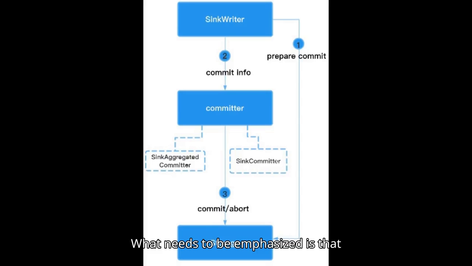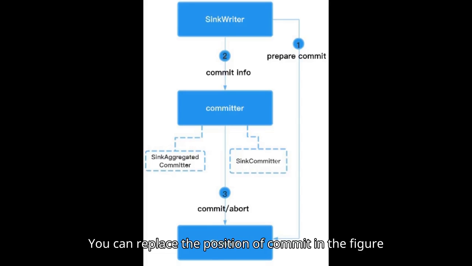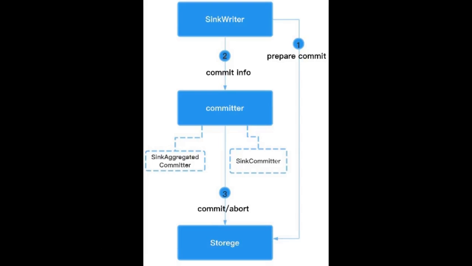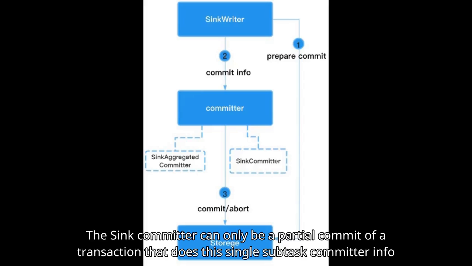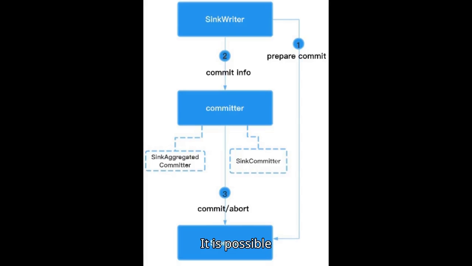What needs to be emphasized is that, as mentioned just now, this sink committer and sink aggregated committer can replace the position of commit in the figure. The difference is that the sink committer can only do a partial commit of a transaction, handling the single subtask committer info. It can only be aimed at a subtask upstream of it. It is possible to have partial success and partial failure, that is, you can't do a global transaction.